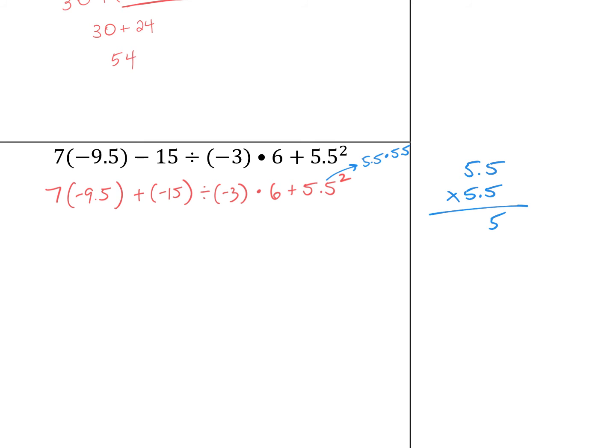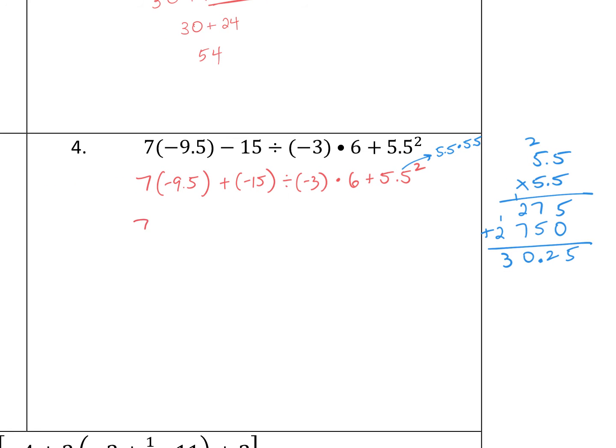5 times 5 is 25, carry the 2. 5 times 5 is 25 plus 2 is 27. Move over one spot. Since the number is exactly the same, I can just copy down what I did above and add. Think about my decimal placement. I'm doing approximately 5 times 5, so I know my decimal is best placed after the 30. All right, I can come back over here and fill that in.